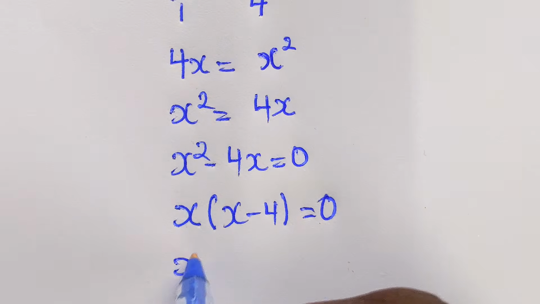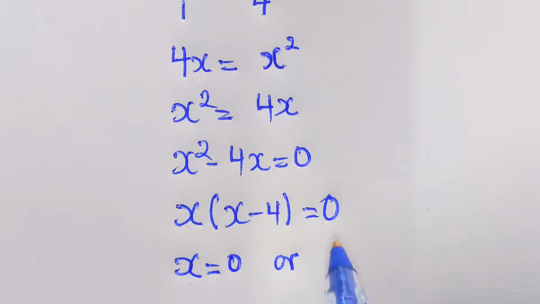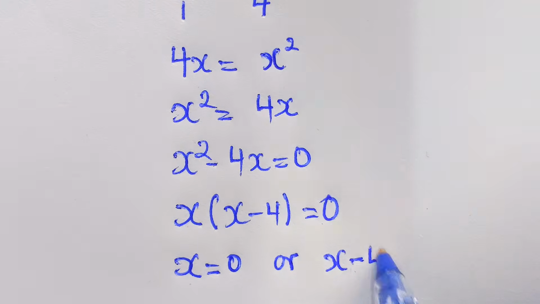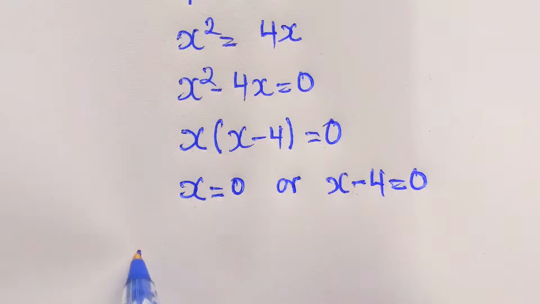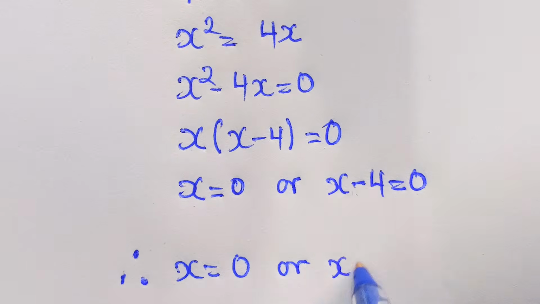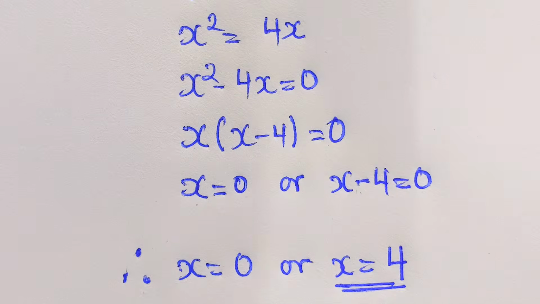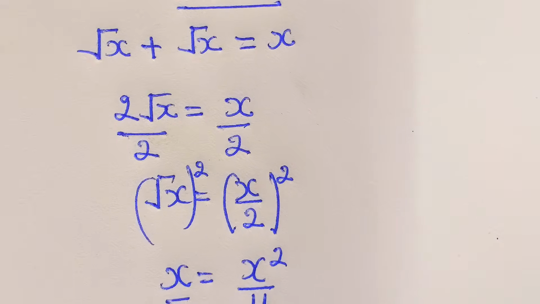And we shall say x equals 0 or x minus 4 equals 0. Therefore, x equals 0 or x equals 4. But here we have to check if our answer is correct. Okay.